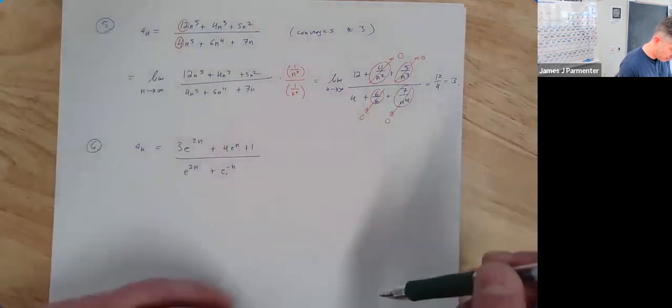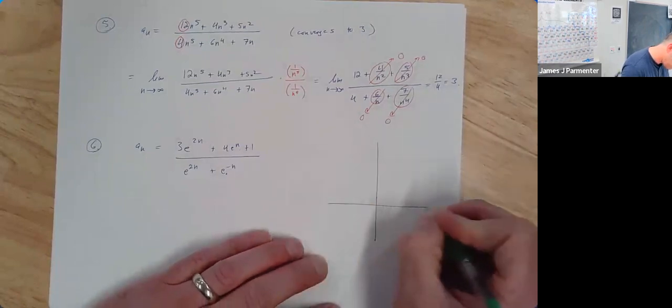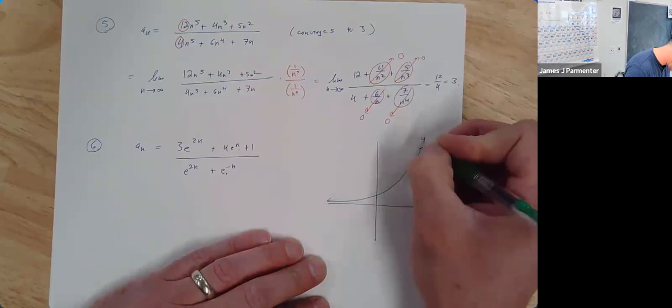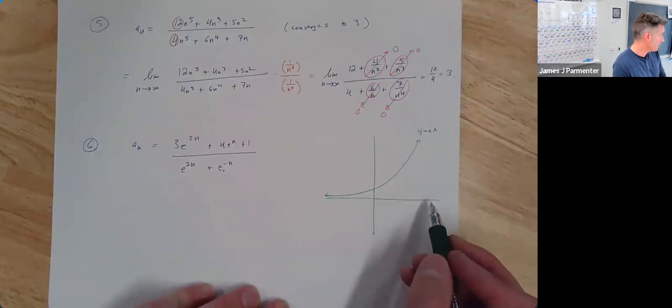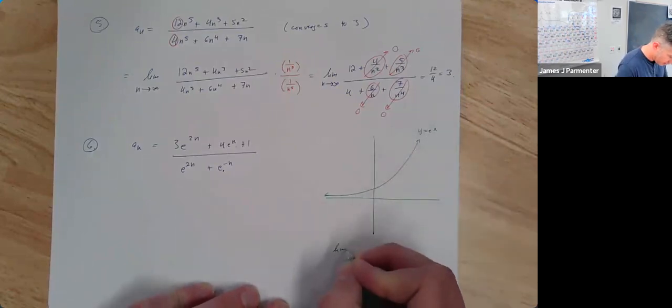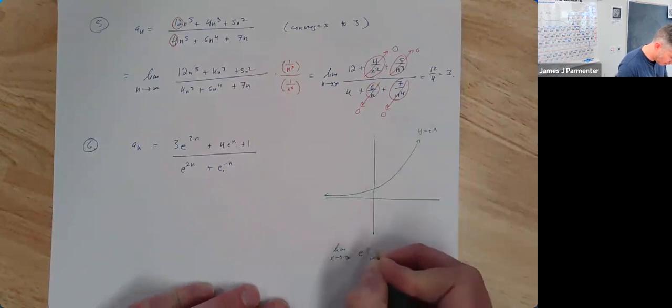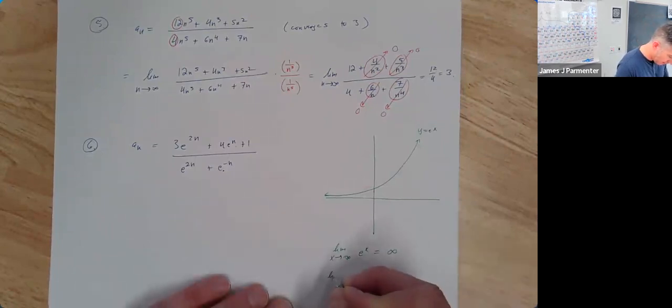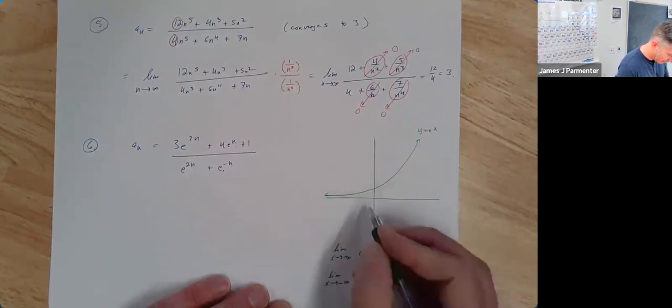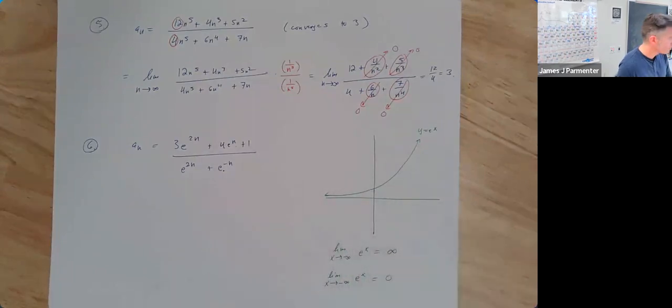This is actually something we should point out here. Here is your graph of e^x. And as x gets really, really large, e^x gets really, really large. So the limit as x goes to infinity of e^x is infinity. But if x gets really, really negatively large, meaning we're going way out to the left, e^x gets closer and closer and closer to 0. So when you have e to a large positive power, it's getting very large. When you have e to a large negative power, it's getting closer and closer to 0.